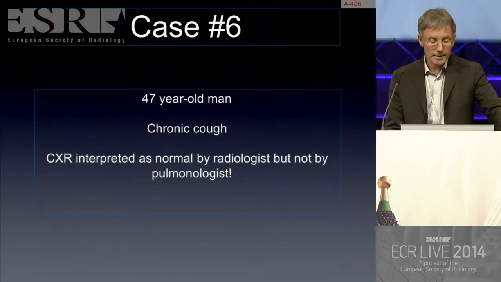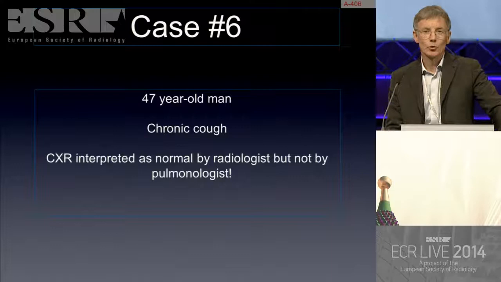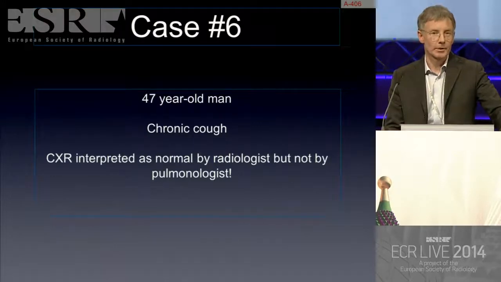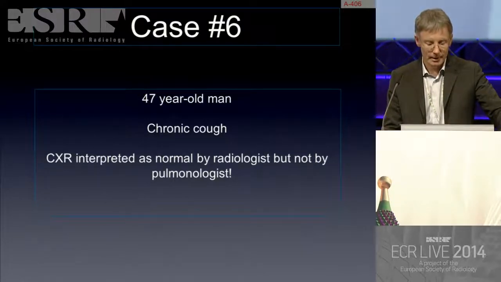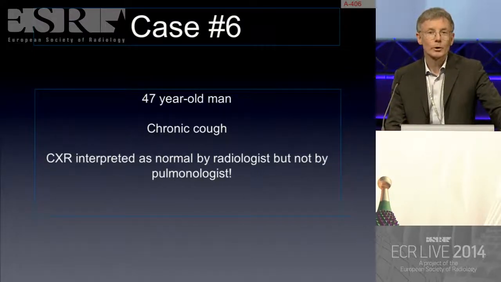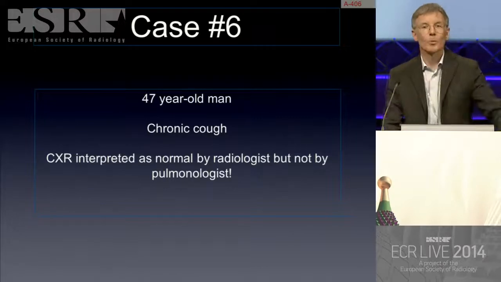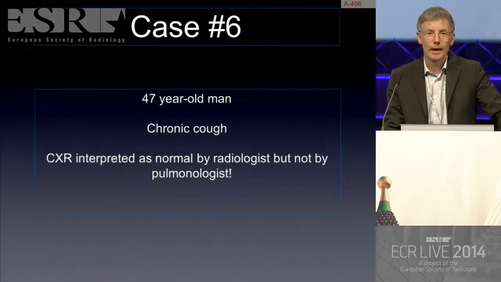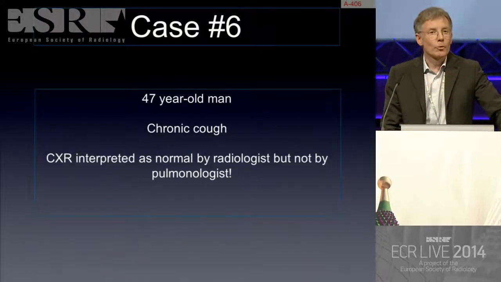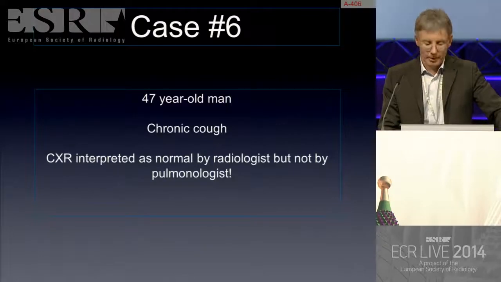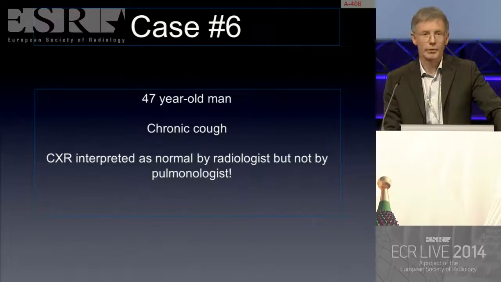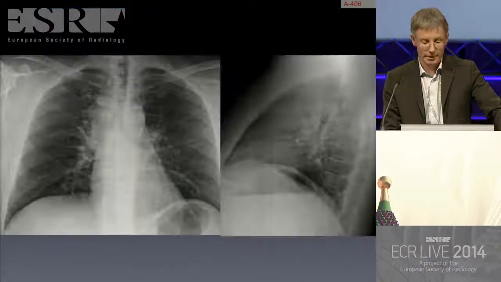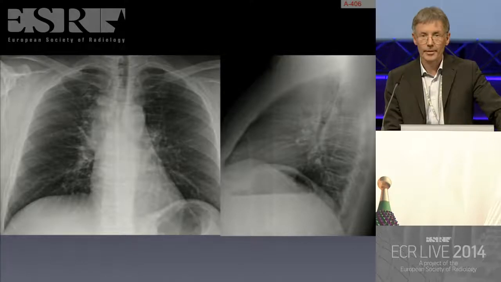So the chest X-ray there was interpreted as normal by the radiologist, probably because he was interrupted or just didn't pay enough attention to the interpretation. Now let's look at another film that was also interpreted as normal by the chest X-ray, a 47-year-old man with a chronic cough. Now, I guess the radiologist didn't have the clinical symptoms because the pulmonologist did and had the patient in front of him. And when he looked at the chest X-ray, he did not interpret this chest X-ray as normal, thankfully for the patient.